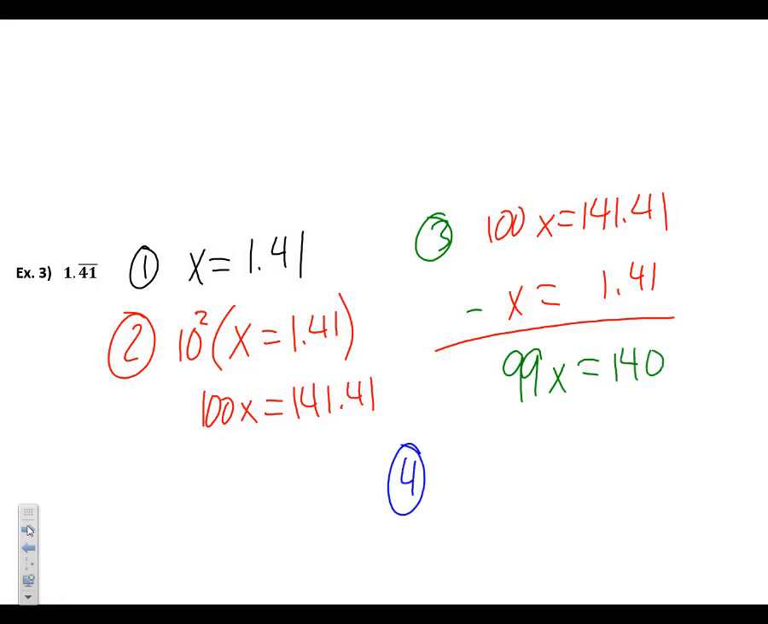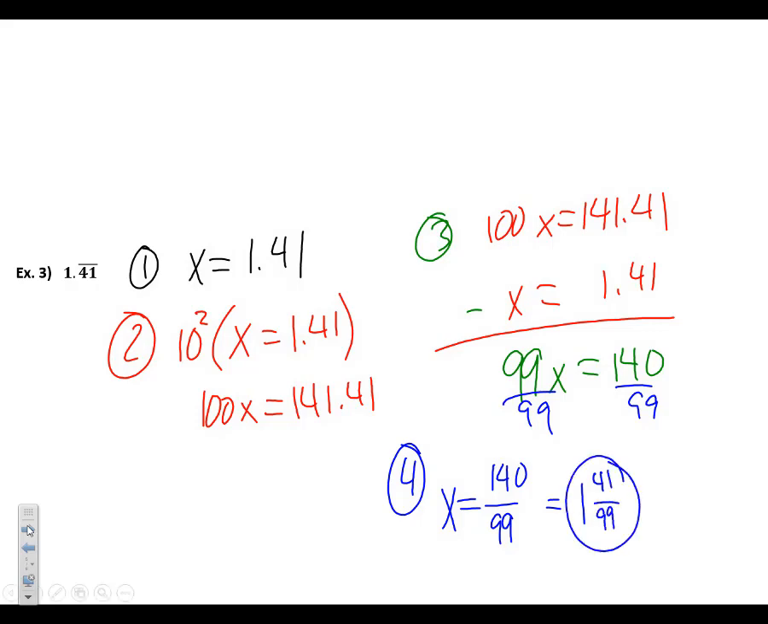Step 4, solving for x means we're going to divide by 99. So x equals 140 over 99. Well, 99 goes into 140 one time with 41/99 left over. So if you take 41 divided by 99, you'd get 0.41 repeating. Moving right along.